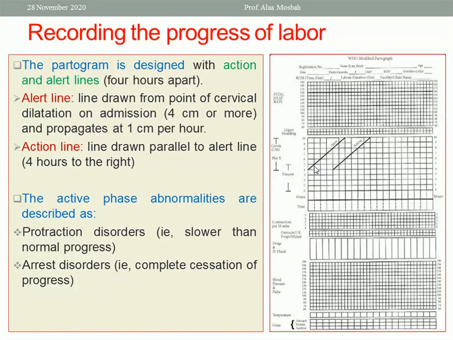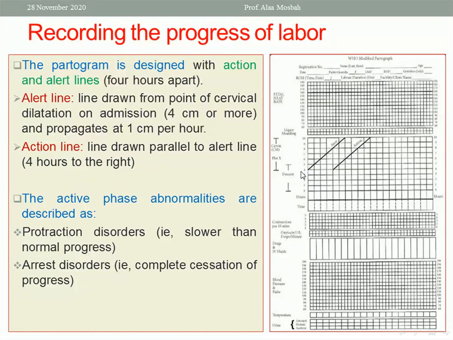Normally, the cervical dilatation, in its progress, should be to the left side of the alert line in this area. So if it started at 4 centimeter, after 2 hours it would be, for example, 6 centimeter to the left, and so on, till reaching 10 centimeter, and the normal is to be to the left of the alert line.